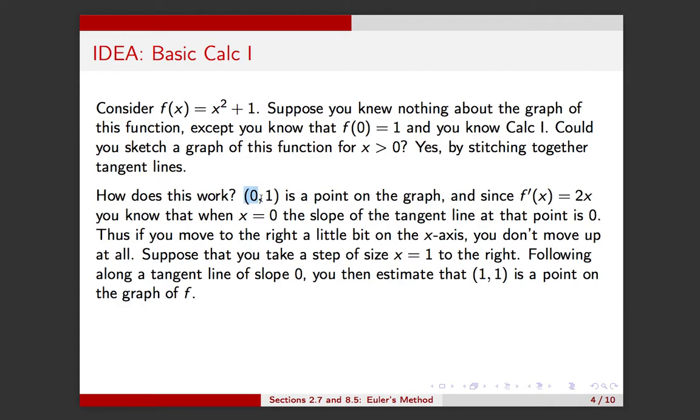So if you're at this point 0, 1, and you want to move to the right a little bit in the direction the curve is moving, you would take a strictly horizontal step, wouldn't you? There'd be no verticality to your step because the rate of change is 0. The slope is 0. Suppose you decide I'm going to take a step of size 1 to the right. So following along a tangent line of slope 0, you would then be at this point. If you started at 0, 1, and you take one step to the right with no movement vertically, you would be at point 1, 1.